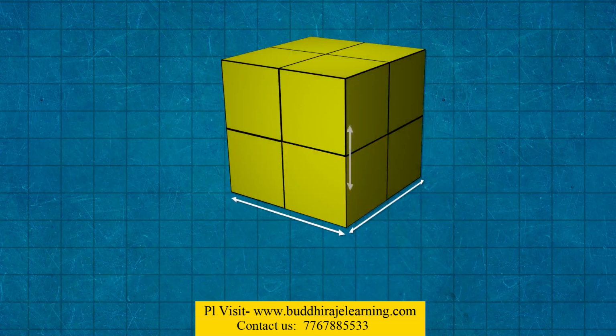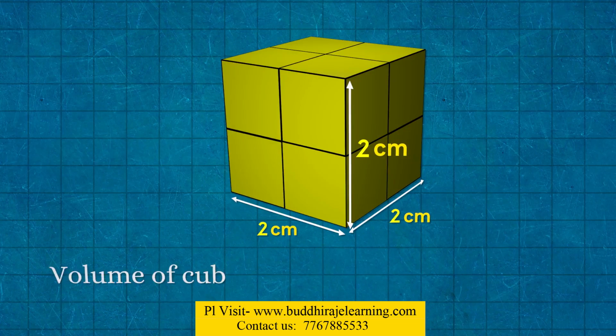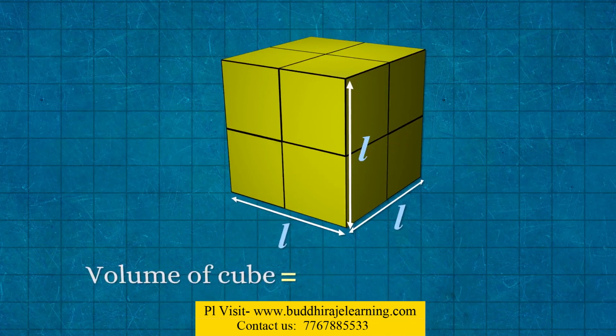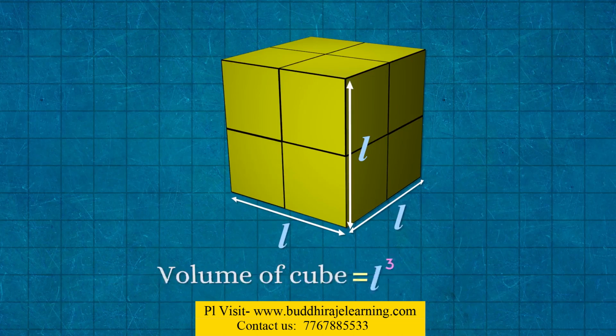Students, see in the adjoining figure, there are 8 cubes, each of volume 1 cubic centimeter. We get a cube of side 2 centimeters. Note that the volume of this cube is equal to 2 into 2 into 2, which is equal to 2 raised to 3. From this, if the side of the cube is L, then the volume of the cube is equal to L into L into L, which is equal to L cube.